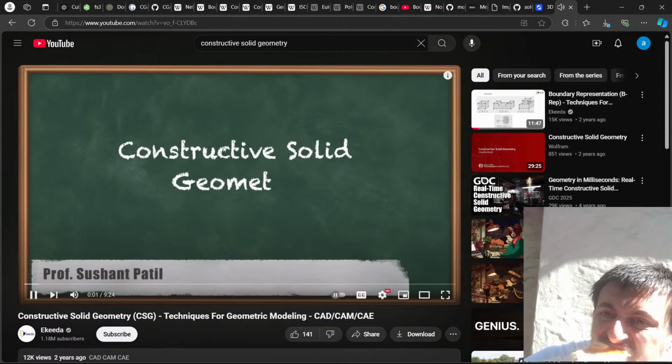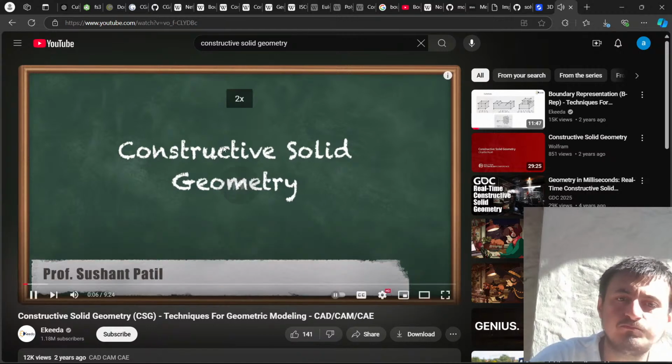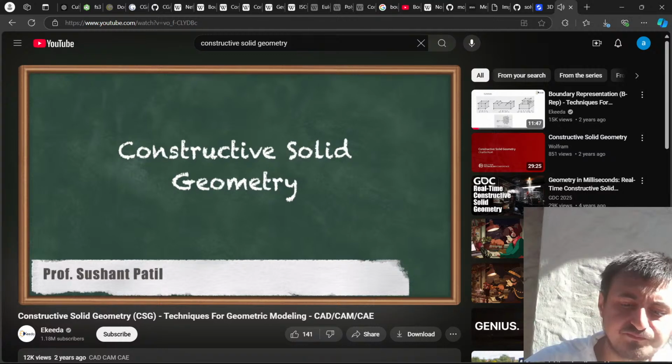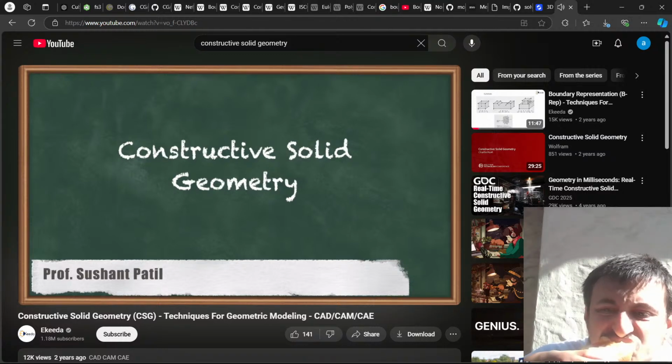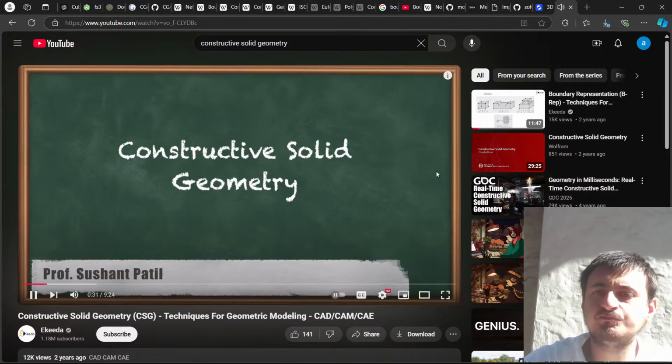Hello friends, let's begin the method of solid modeling. The first method is constructive solid geometry. It is also called CSG or C representation, CREP. Okay, so in this we will study the basics of CSG, the data structure of CSG tree, and what are the merits and demerits of the CSG or CREP. Okay, let's begin.